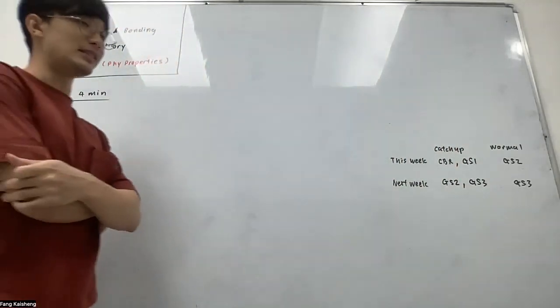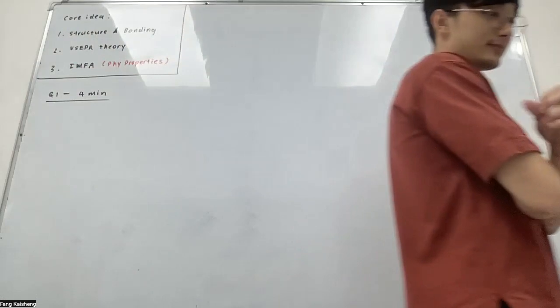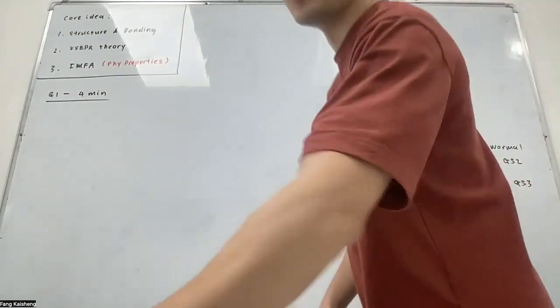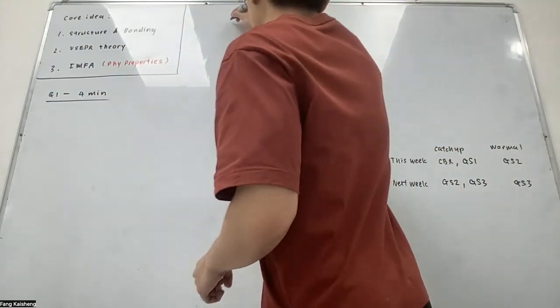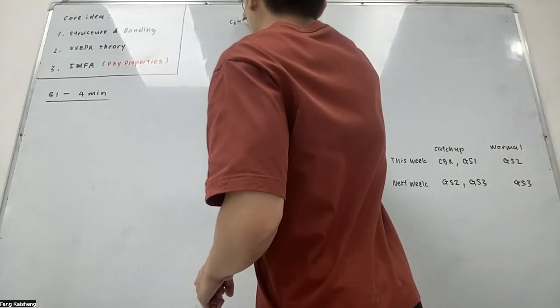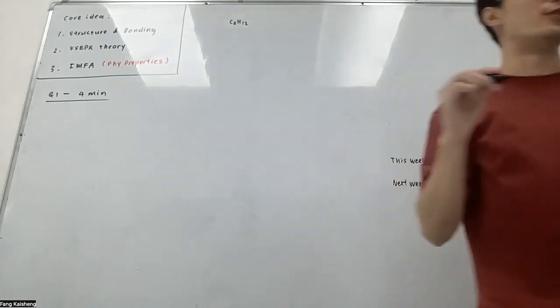4 minutes left. If you're wondering about part 2, what cyclohexane is, I'll just tell you first. Cyclohexane is C6H12. You can take that down. That's all you need to know for the second question.